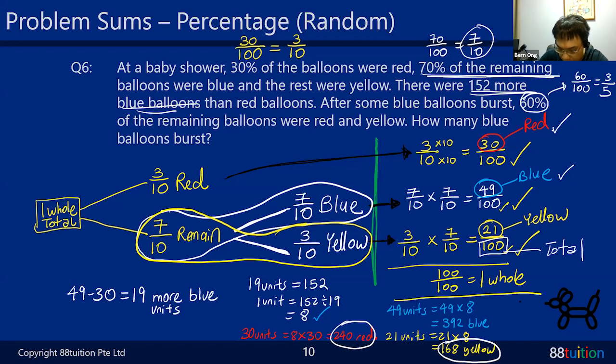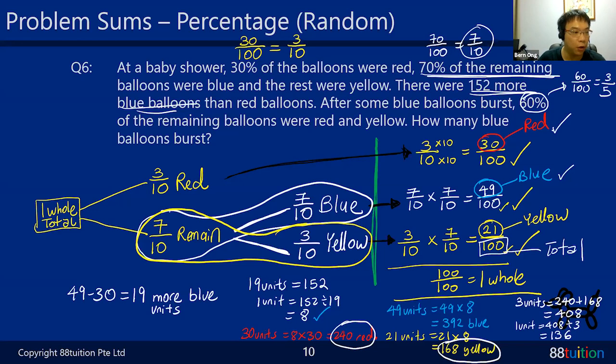So down here, let me write a bit smaller. 3 units is actually your red 240 plus my 168, which is 408. So red plus yellow is 408. 3 units is equal to 408. Always look for the 1 unit first. I'm running out of space as you can see, so I write smaller. You all try to zoom in. Sorry, no space. 408 divided by 3 will give you 136. So 136 is your 1 unit.